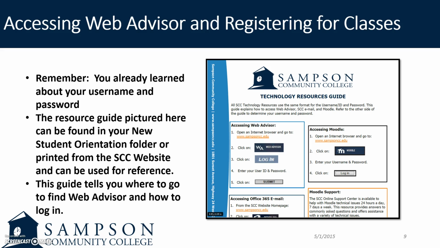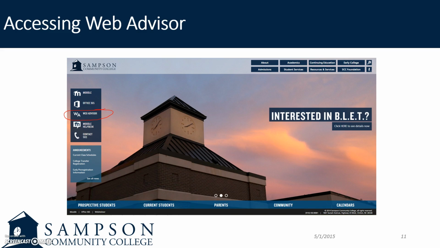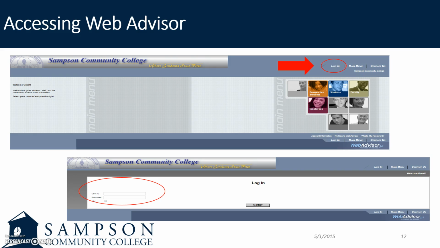This guide tells you where to go to find WebAdvisor and how to log in. To access WebAdvisor, you need to go online and visit the SCC website at www.sampsoncc.edu. Once there, you'll go to the WebAdvisor logo on the home page. It looks like this. You will see the WA icon circled on the left side of the screen. You would click on the words WebAdvisor. That would open a page that looks like the top image on your screen.